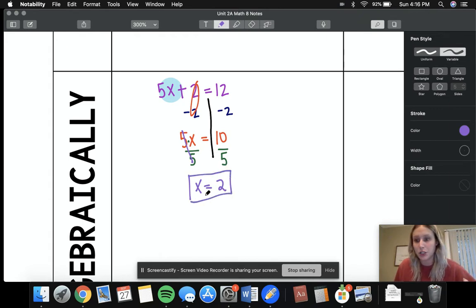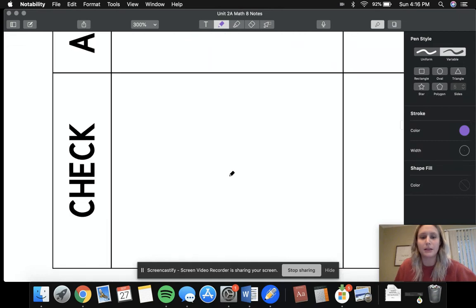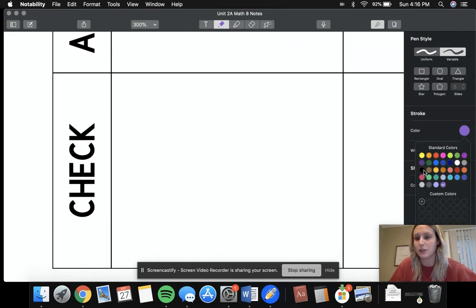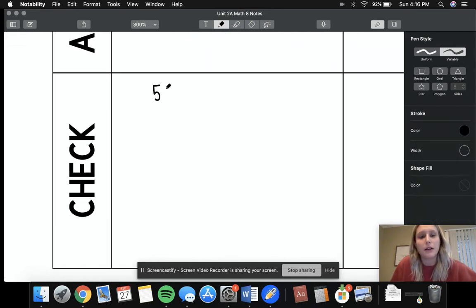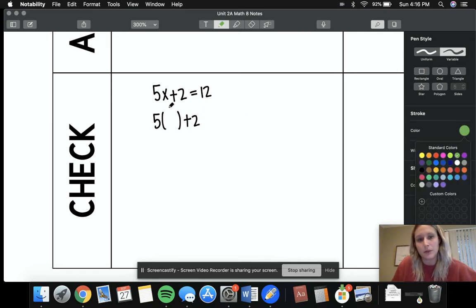Then we can always check our work. That's kind of a reason I like math so much, is you can actually just check to see if you're right. Okay, so I'm going to write 5x plus 2 equal to 12, and we are checking to see if 2 is the right answer. So we are going to plug in 2 wherever we see an x, and then we're going to do order of operations, and if we're right, it should equal this side of the equal sign, so equal to 12.